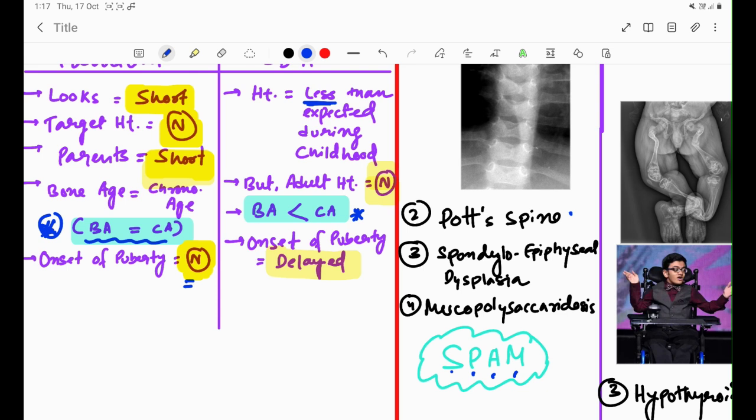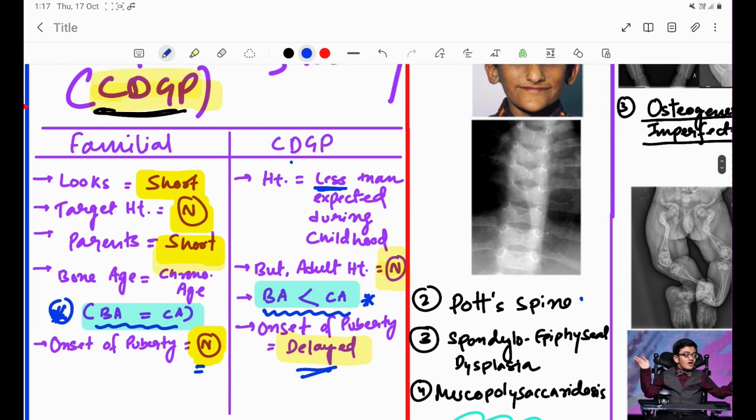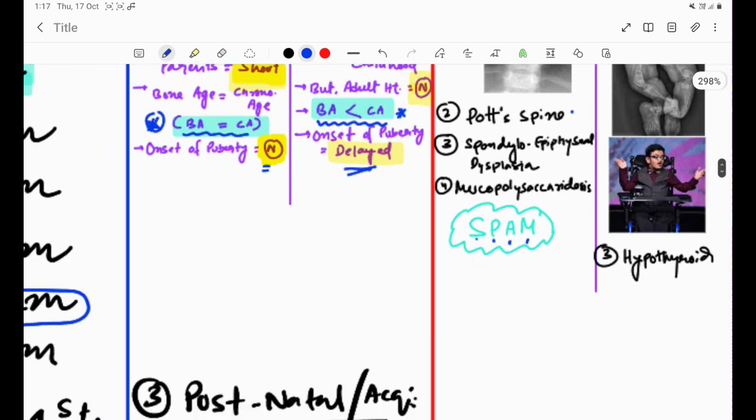Here the main differentiating point from familial is that the bone age is less than the chronological age. Also, onset of puberty is delayed. The name itself says constitutional delay in growth and in puberty. So puberty onset also gets delayed.